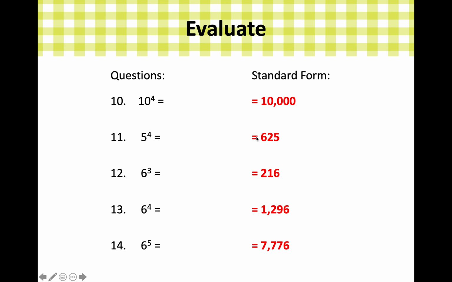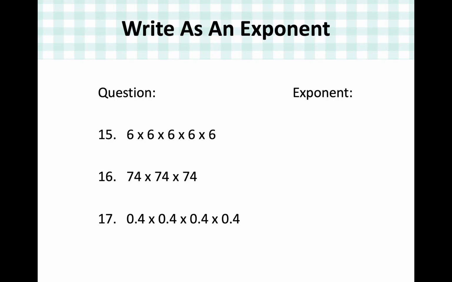5 to the fourth, 625. 6 to the third, 216. And hopefully you realize, oh, I just had to multiply by 6 again. 1,296. And then times 6 a third time, 7,776. All right.